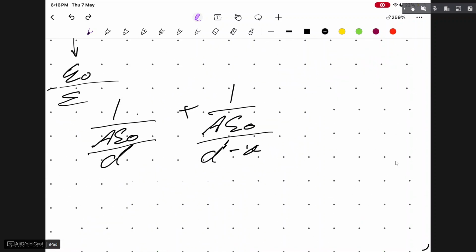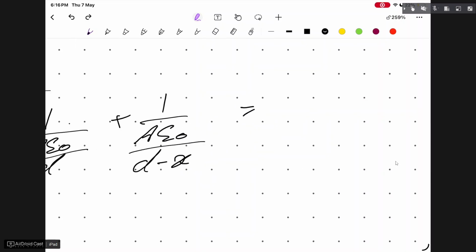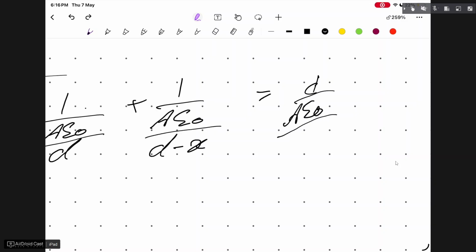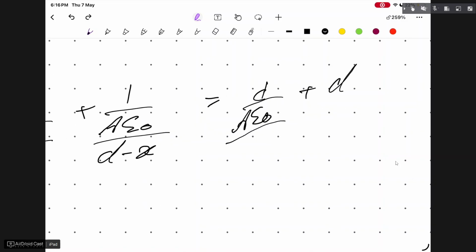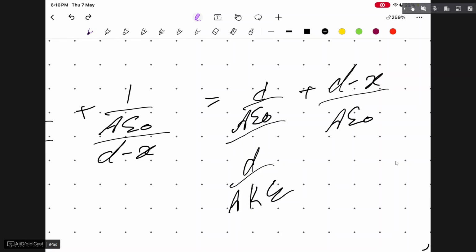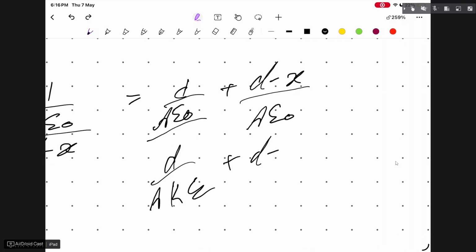So D minus X, when you do this, equals 1 by A epsilon naught times D, plus D minus X by A epsilon naught. This is for a conductor. If you want to find it for a dielectric, we change to permittivity. So D by A K epsilon naught plus D minus X by A K epsilon naught.